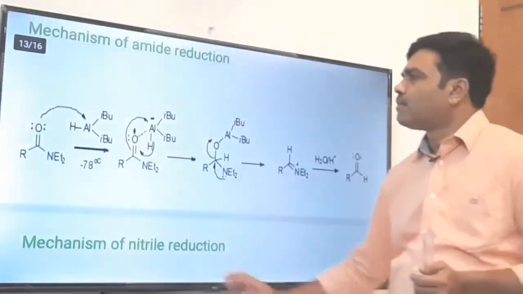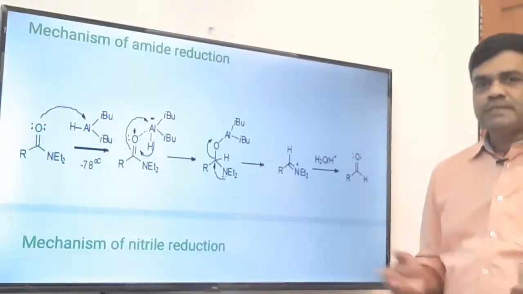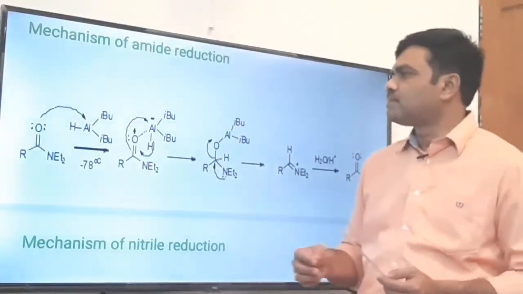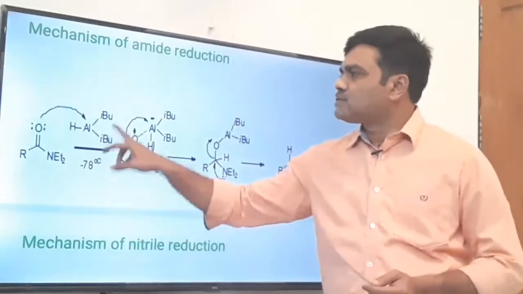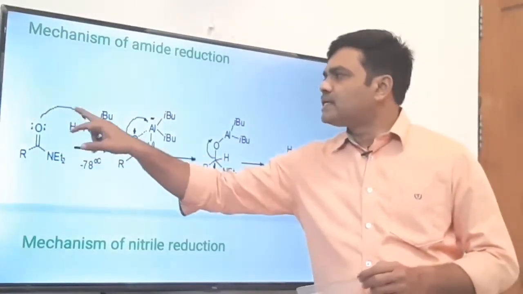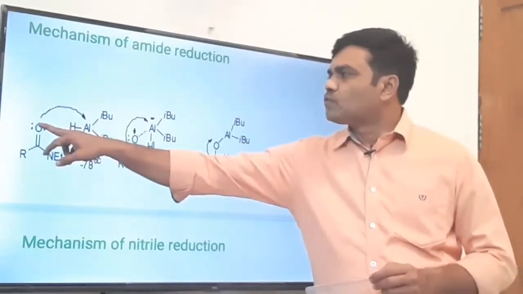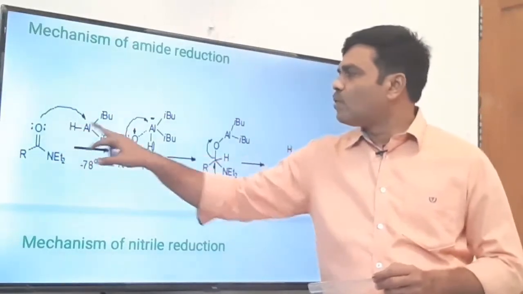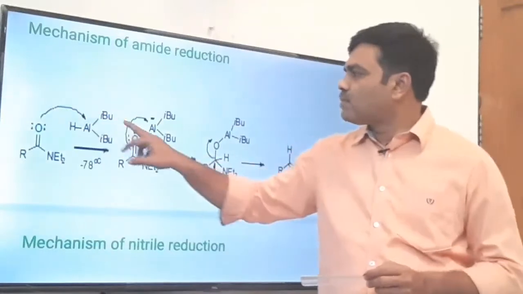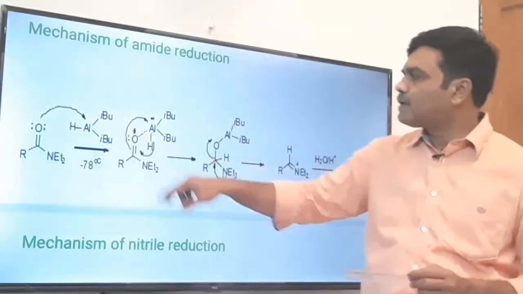This is an amide, R-C=O-NEt2. Et stands for ethyl group, meaning the hydrogens of NH2 are replaced by ethyl. This is our diisobutyl aluminum hydride, DiBALH. Oxygen is a Lewis base and aluminum is a Lewis acid, so oxygen will donate its lone pair to the aluminum and a coordinate bond is formed. After donation of the lone pair from the oxygen, it will be deficient, so a positive charge has been written there.